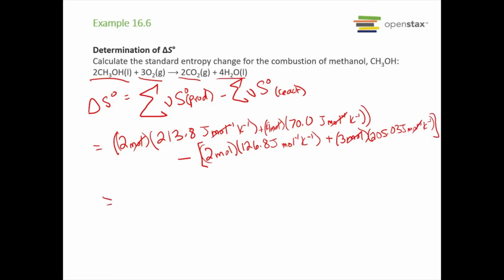And so then this all adds up to negative 161.1 joules per Kelvin for the standard entropy change for this reaction. So again, this is not spontaneous, but that means that the reverse would be spontaneous.